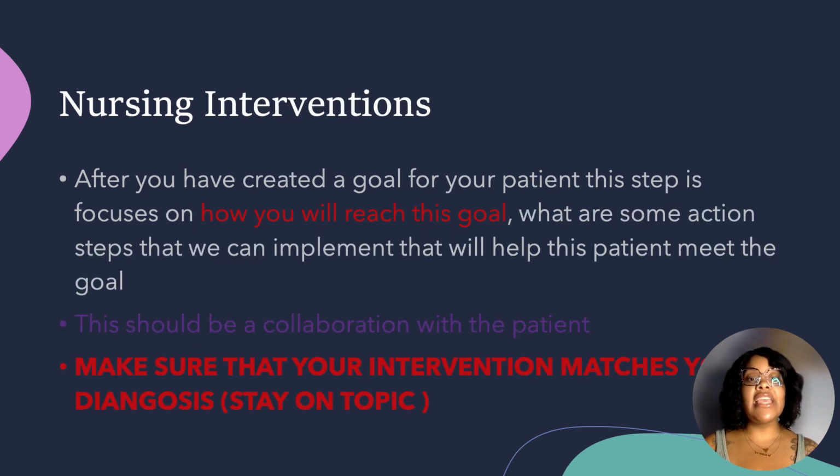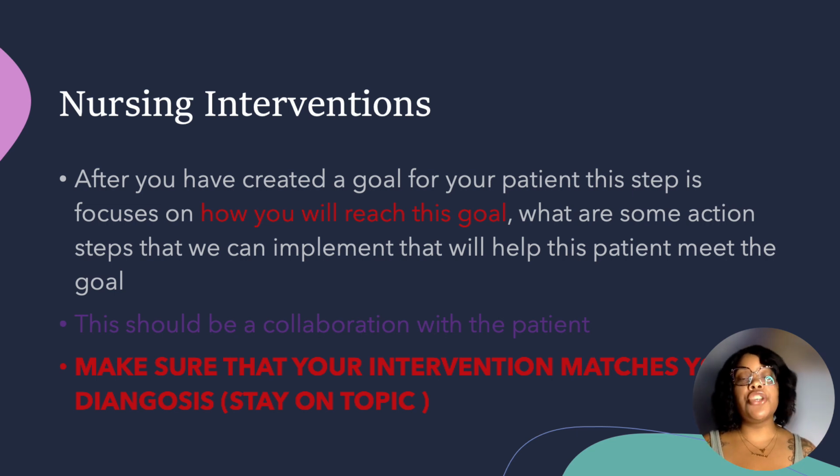All right, so our nursing interventions. After you have created a goal for your patient, this step focuses on how you will reach this goal, right? So what are some action steps that you can implement that will help the patient meet this goal? All right, so what are we going to do? The biggest thing where I see nurses go wrong with their intervention stage is they don't collaborate with the patient. So you may have all these things you want the patient to do, right? And you don't really collaborate with the patient, so that way the patient is on board to agree with you.